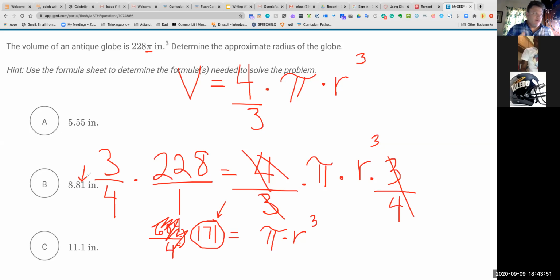But that's not the number we're looking for. They're just tempting us with that halfway math. 684 is there, but we know it's got to be 171. So I'm going to clear, and now I'm going to try this one. 5.55. 5.55 times 5.55 times 5.55 equals 169 something. Yep, 170. And that's our answer.